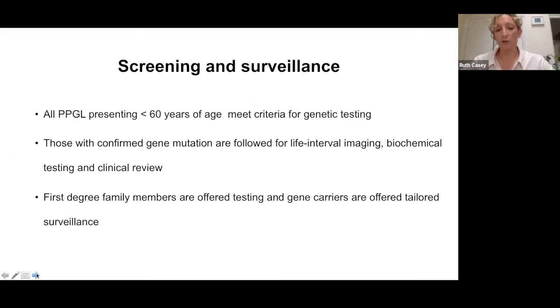So unsurprisingly, as the gene mutation will guide management, all patients who present with pheochromocytomas and paragangliomas under the age of 60 can be offered genetic testing here in the UK. If those patients are found to harbour a gene mutation, they'll automatically be offered lifelong follow-up, which will involve a combination of clinical surveillance, biochemical surveillance, and radiological surveillance. And that exact protocol will vary depending on the underlying gene mutation. Their first-degree family members will also be asked to come forward and be offered genetic screening. And if they're found to harbour the same gene mutation, they will also be entered into clinical surveillance.